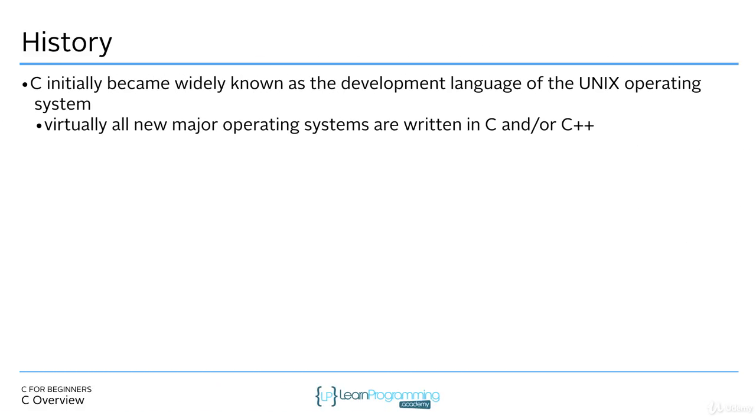Some more history. It initially became widely known as the development language of the Unix operating system, and virtually all the new operating systems that were written after 1972 are written in C or C++.